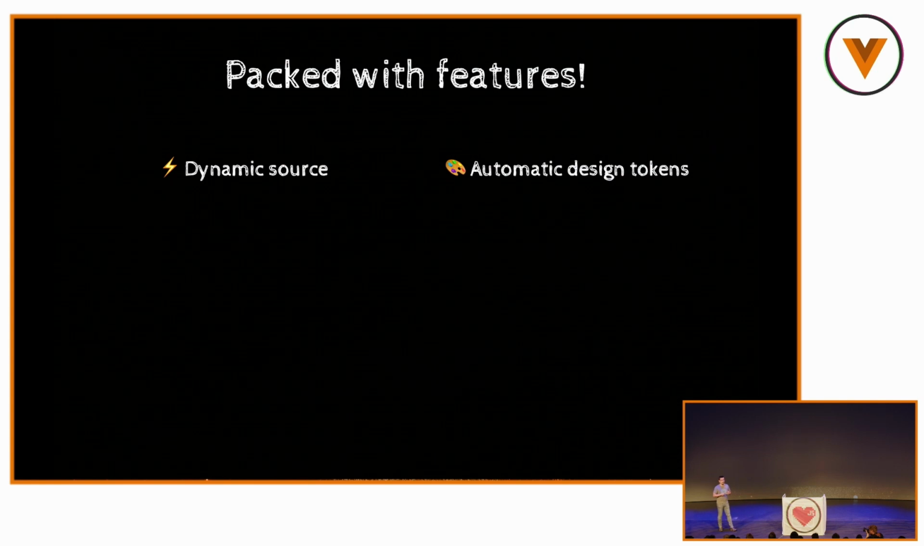I also have another interesting feature which is called automatic design tokens. Currently, it works with Tailwind. So if you have a Tailwind configuration in your project, it will automatically generate stories with design tokens, such as colors or shadows or text sizes and stuff like that. You can browse directly in Histoire.